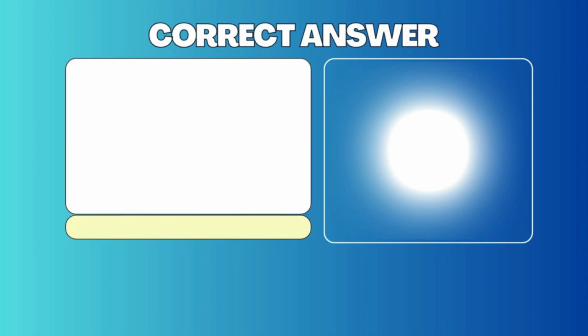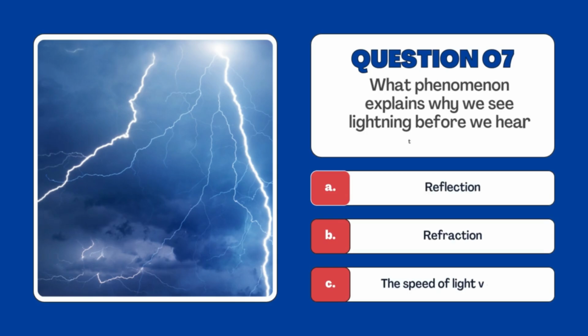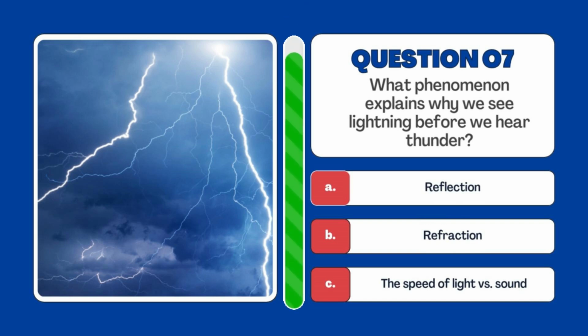Question 7. What phenomenon explains why we see lightning before we hear thunder? A. Reflection. B. Refraction. C. The speed of light versus sound.